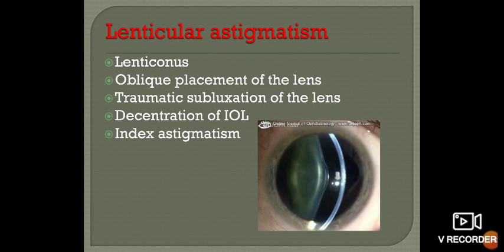Other types of lenticular astigmatism can be due to oblique placement of the lens, traumatic subluxation of the lens, decentration of the IOL, and index astigmatism. All these conditions may cause lenticular astigmatism. Oblique displacement or subluxation of the lens are commonly seen in Marfan syndrome, homocystinuria, Weill-Marchesani syndrome. In all these conditions, there is a tendency of subluxation of the lens. Subluxation of the natural lens also causes astigmatism.